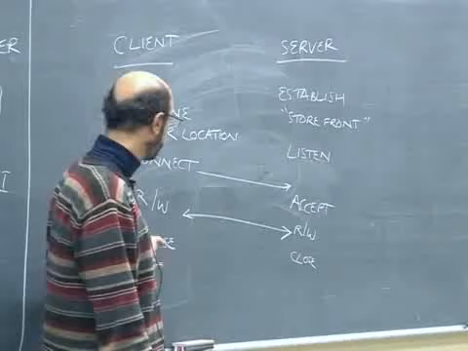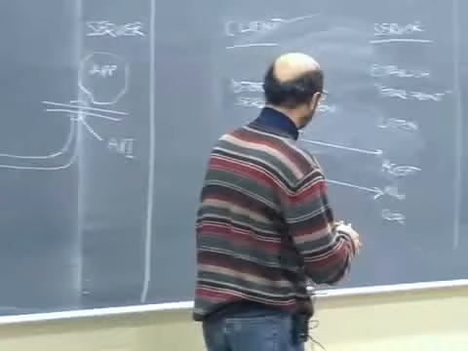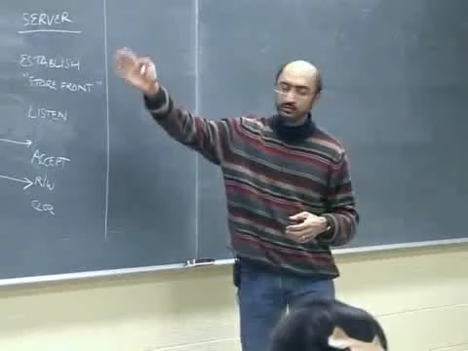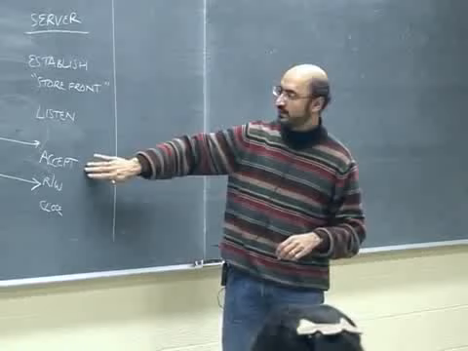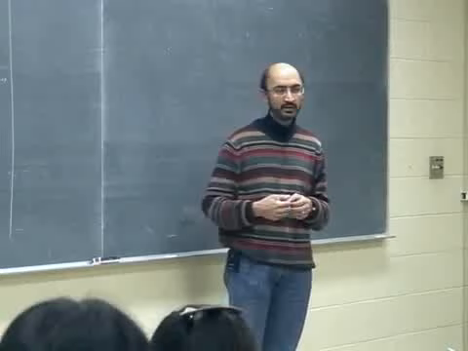So this is how we are going to write network applications. Next level of detail, we're going to look at how we do these semantic steps. What does it mean to establish a storefront? How do we do listen? How do we do accept? How do we determine server location? How do we connect? How do we do read and write? How do we close? And as you can guess, each of these corresponds to a system call or a library call that's provided by the communications infrastructure.